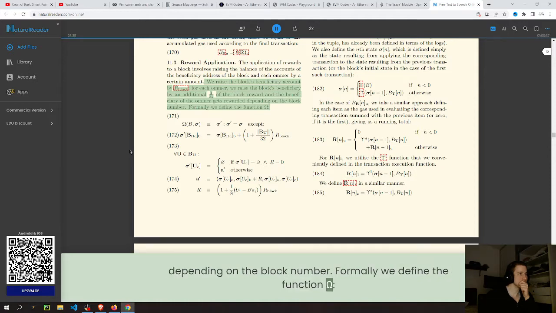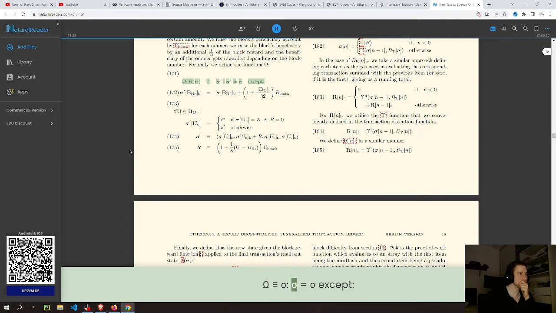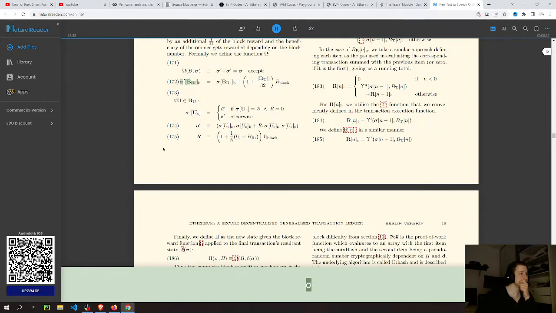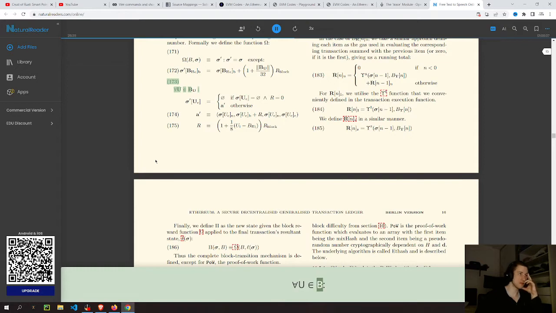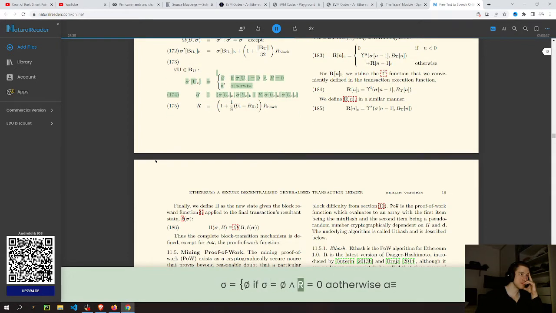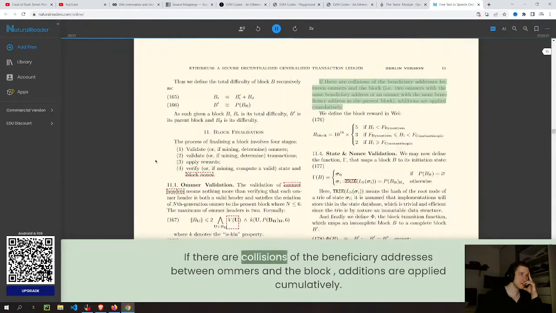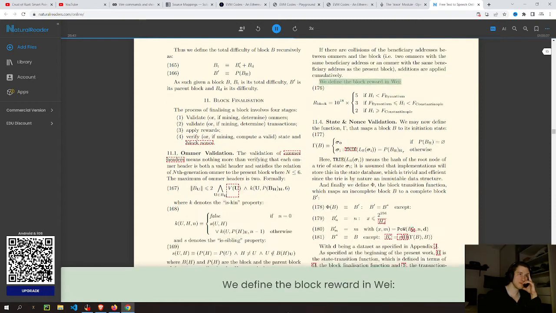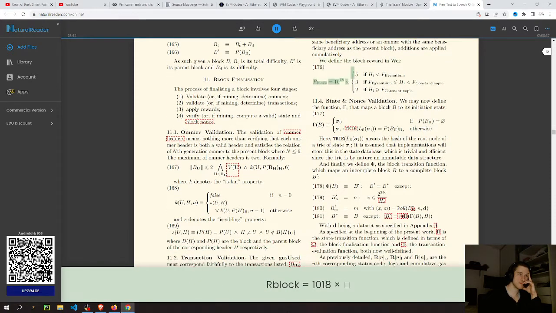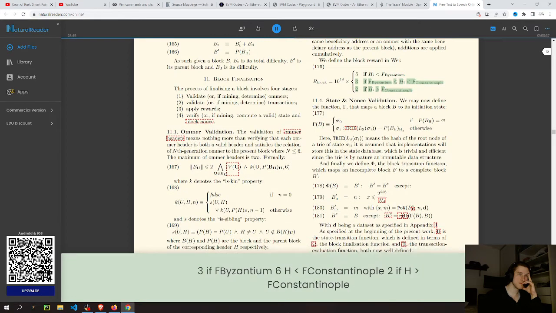Formally, we define the function omega. Ω(B, σ) = σ' except σ'[B_Hc] = σ[B_Hc] + R_block, and for each U in B_U, σ'[U_c] is defined as R if σ[U_c] = ∅ and σ[U_c] + R otherwise. If there are collisions of the beneficiary addresses between OMRs and the block, additions are applied cumulatively. We define the block reward as R_block = 10^18 times 5 if H_i < Byzantium, 3 if Byzantium ≤ H_i < Constantinople.